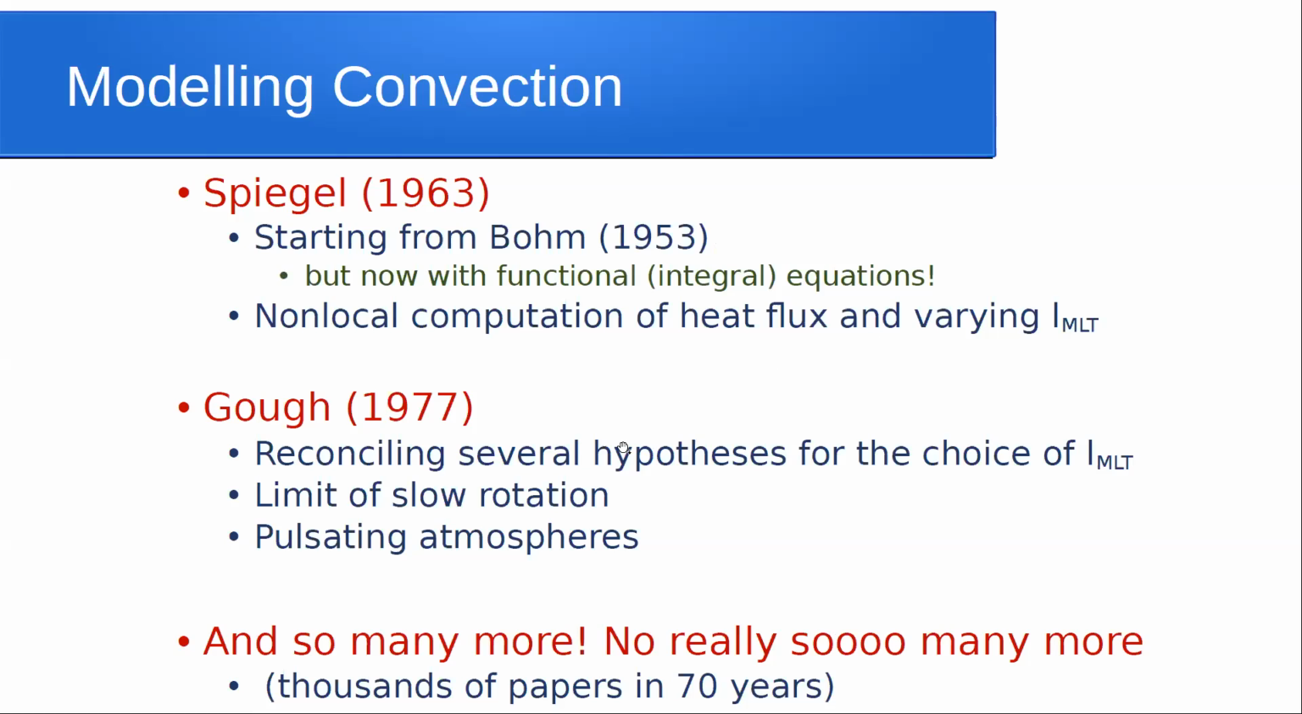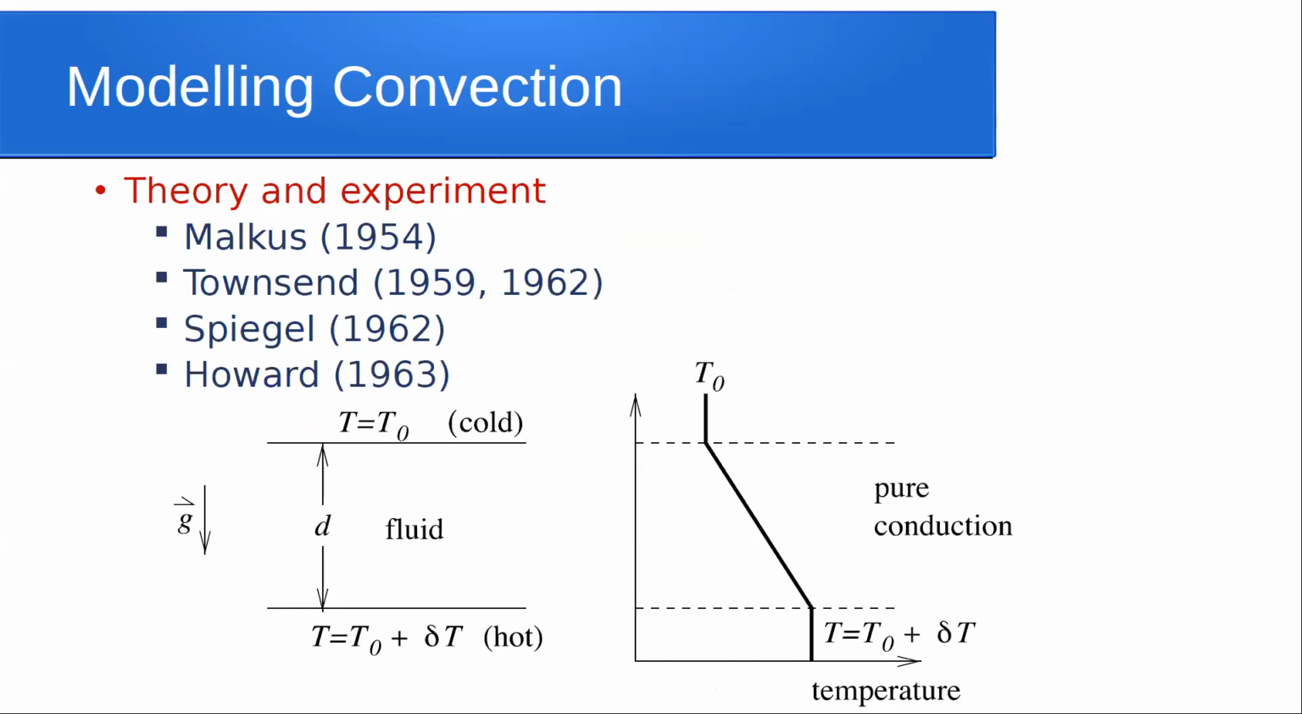And then Gough did it in a conference proceeding, I believe, in 1977, but it is so extensive that I always have to put it in these talks. There's something like 30 or 40 pages of all the different possibilities for mixing length and adding in new thermochemical, thermohaline processes, all sorts of things, pulsating atmospheres, and actually even adding in rotation, which is interesting because that's what we're talking about, and so many more. It's crazy.